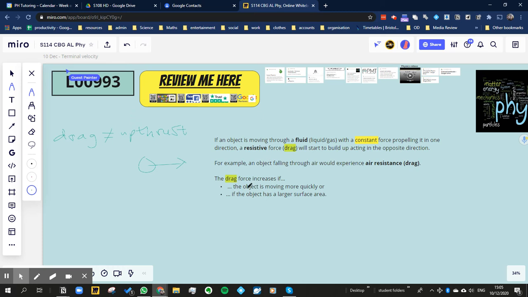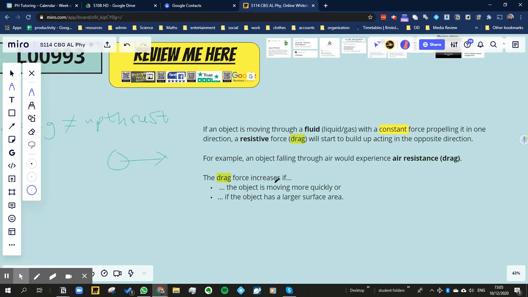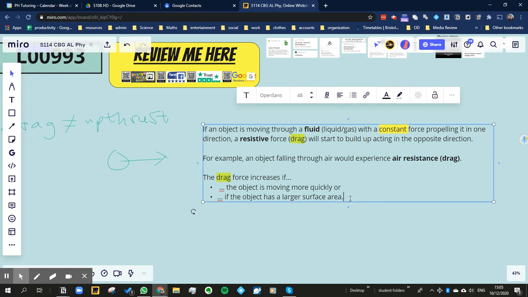So what's drag due to? Drag force increases if the object is moving more quickly or if the object has a larger surface area. There is one more thing that can affect it: if the fluid is more viscous. In other words, it doesn't flow as easily, like honey or treacle, or water compared with air. So it's just how easily it flows.